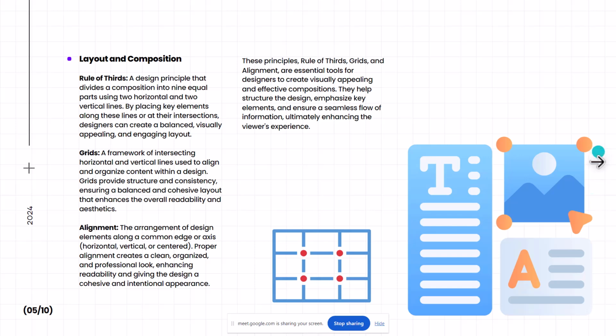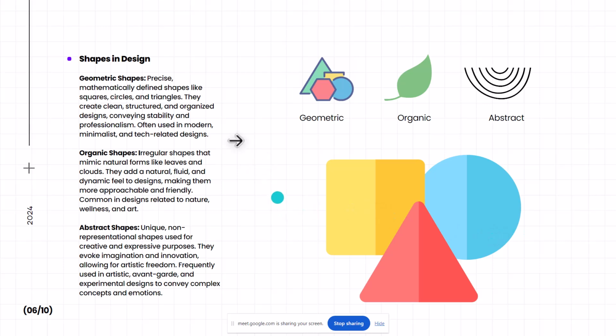Next up, these are shapes. So now we all know about shapes. Here, they are geometric shapes, organic shapes, and abstract shapes. First of all, the geometric shapes are the normal mathematical shapes that we know: the square, triangle, rectangle, circle, and the rest. In every design software, there is an option to use all these types of shapes.